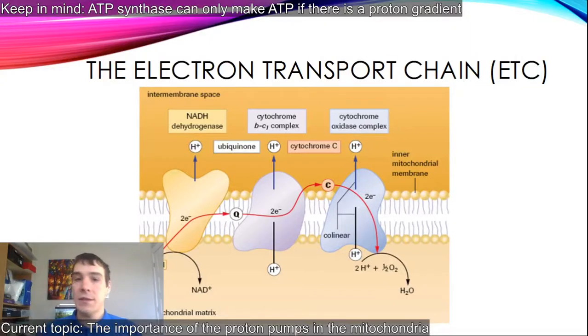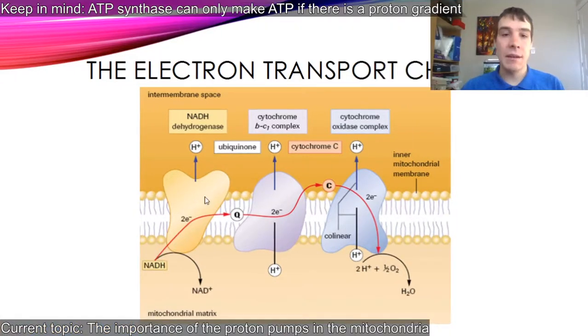So first things first, every time you hear me say ETC, what I mean is electron transport chain. It's just a shorthand. You'll see that a lot. And this is a diagram of it. I'm going to bring this back over to the right so you can see the diagram a little bit better.